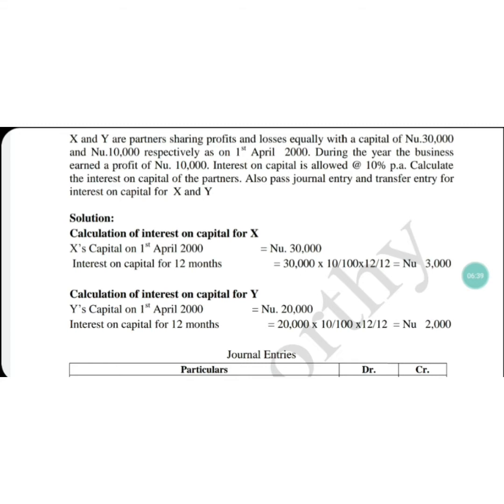Calculation of interest on capital for Y. Y's capital on 1st April 2000, that is in the beginning of the year, is 20,000. Interest on capital for 12 months. Here also the capital has been used by the business for 12 months. 20,000 times 10% times 12 divided by 12 equals 2,000.